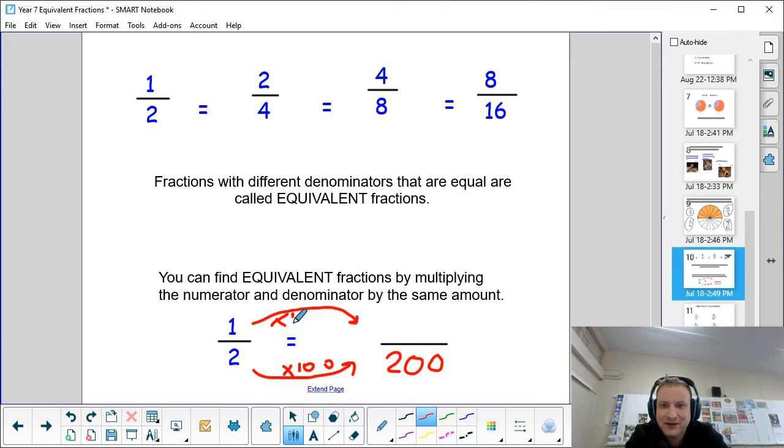Because it's basically saying I'm cutting my whole thing, right? The size of the thing I'm cutting up hasn't changed. Same size pie, same size pizza, same size whatever. If I cut a pizza into 200 pieces, I have to eat a lot more to get full, right? A half is the same as 100 on 200, and I know it's the same because I did the same thing to the top as I did to the bottom.